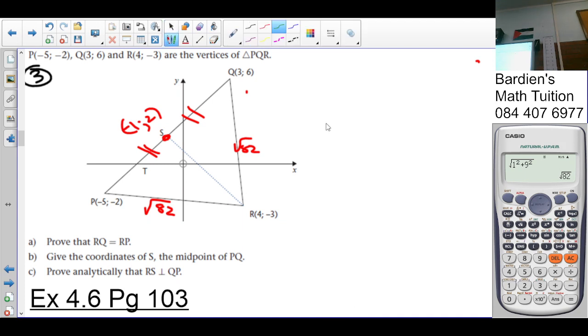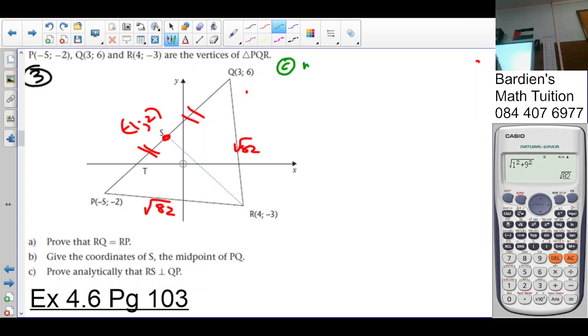Prove analytically. Again, if you're talking about analytical methods, you must use the formula that we're currently using here, to show that RS is perpendicular to PQ. Okay. What does perpendicular mean? It is 90 degrees, not so? So, we are going to show that RS is perpendicular to PQ. I'm going to use the gradients, not so?